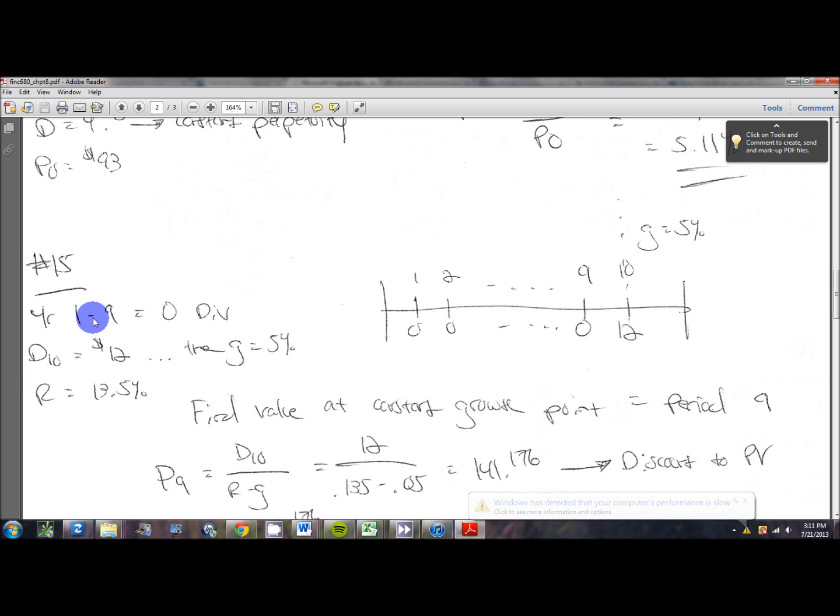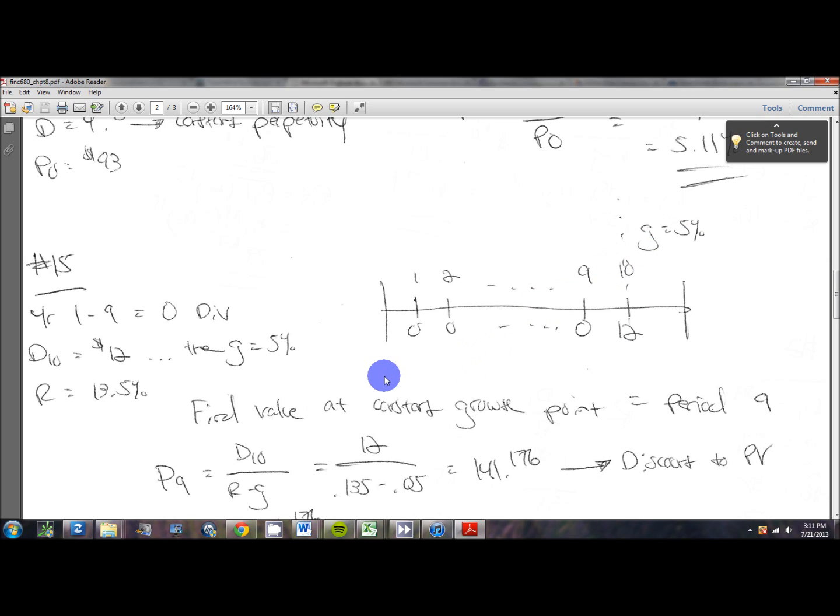Taking a look at number 15, you've got this young startup company that's not going to pay any dividends for 9 years, and then 10 years from now it's going to pay $12. There you see my timeline that shows years 1 through 9 are going to be 0, and then in the 10th year it's going to be 12. The problem also tells you that once it begins paying this dividend, that dividend is going to grow at a constant rate of 5%.